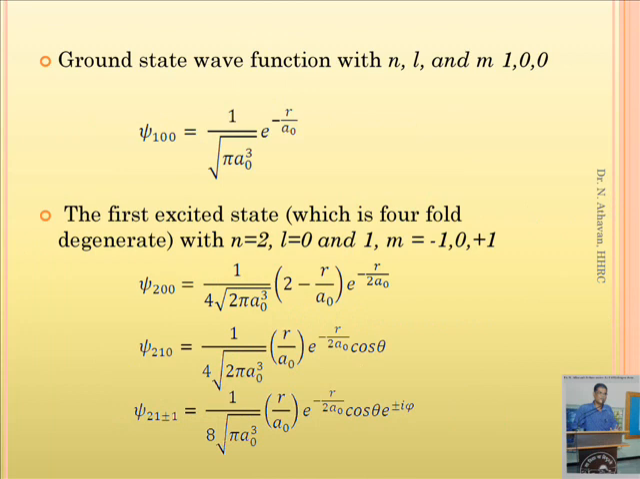These are some wave functions. Psi 100 is the ground state wave function, and psi 200 is the first excited state wave function, for L equal to 0 and M equal to 0. The other equations are for N equal to 2, L equal to 1, and M equal to 0, minus 1 and plus 1.